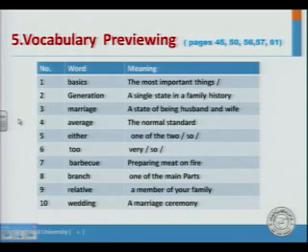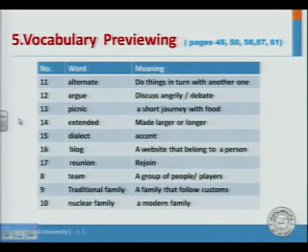Okay. Let's move to the next list of the vocabulary. We have alternate. Alternate means to do things in turn, which means يتعاقب. After that we have the word argue, which means يناقش أو يجادل. Which means discuss angrily or debate. But yes, argue means to discuss with someone and to show the opposite point of view.